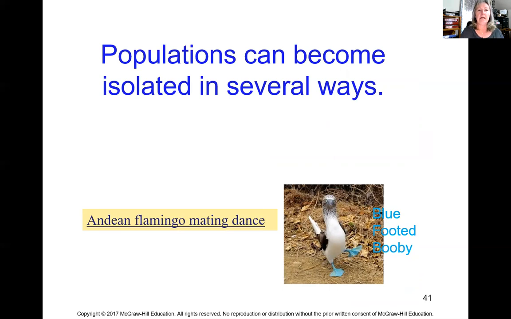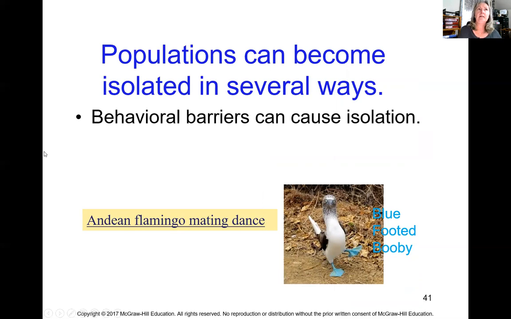There's a flamingo mating dance where they perform a little dance. The blue-footed boobies have a little dance too. One of their dances is that the male will raise his feet up to show the female how blue his feet are. And usually the bluer the feet are, the more likely he is to be selected as a mate by the female. So these behavioral barriers can produce this isolation too.